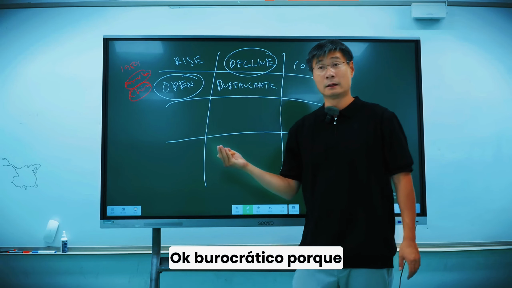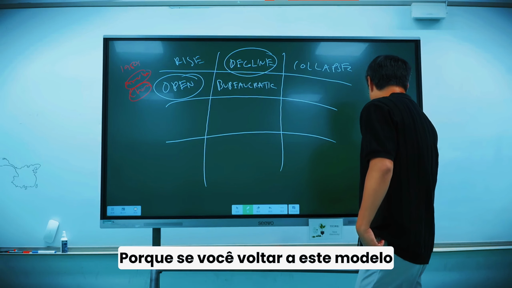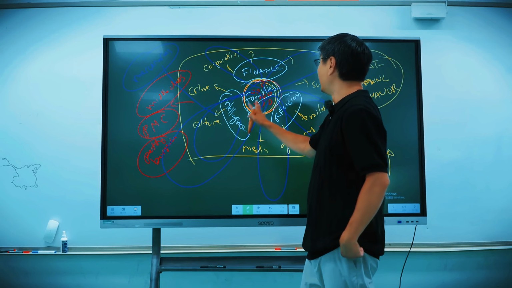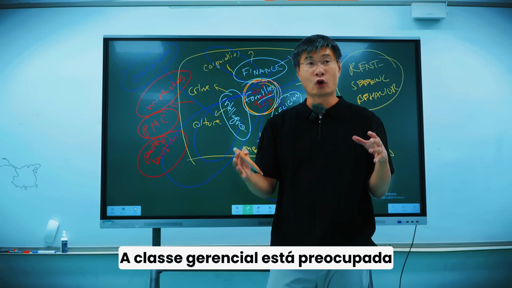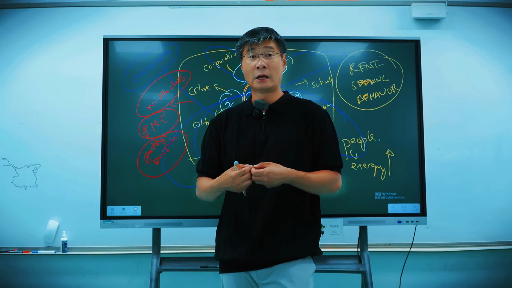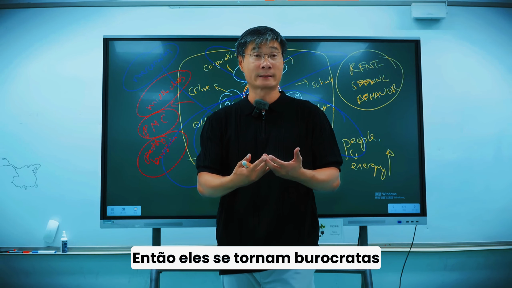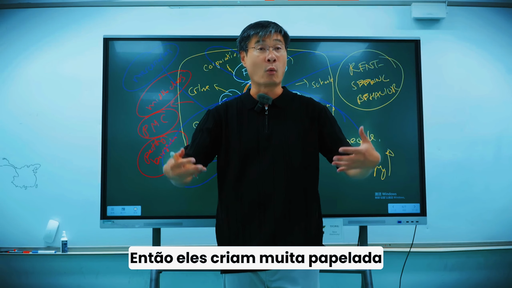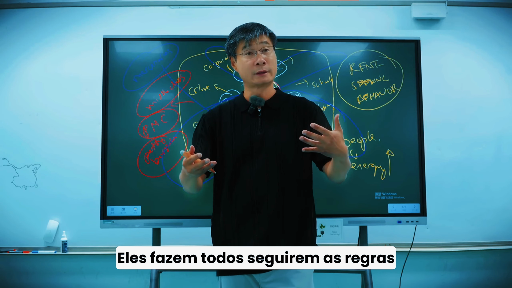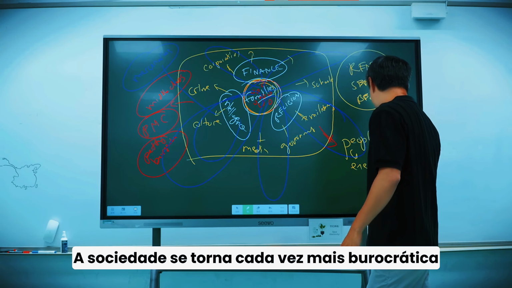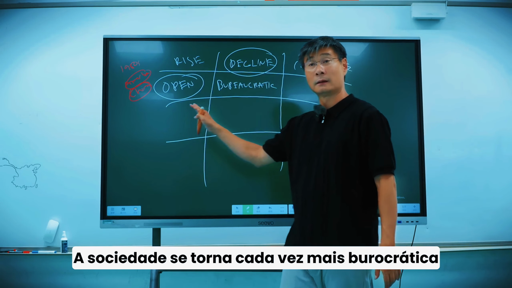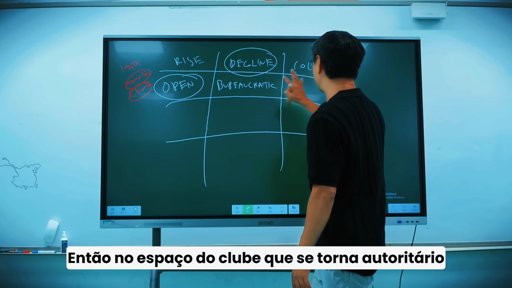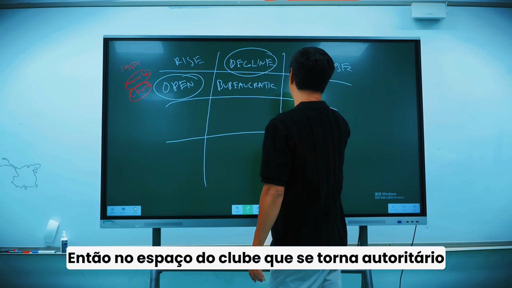Okay? Bureaucratic. Why? Because if we go back to this model, as the company loses more and more money, the managerial class is concerned with maintaining their jobs. So they become bureaucrats. Okay? They have to prove their worth. So they create a lot of paperwork. They make everyone follow the rules. Society becomes more and more bureaucratic. Then in the collapse phase, society becomes authoritarian.